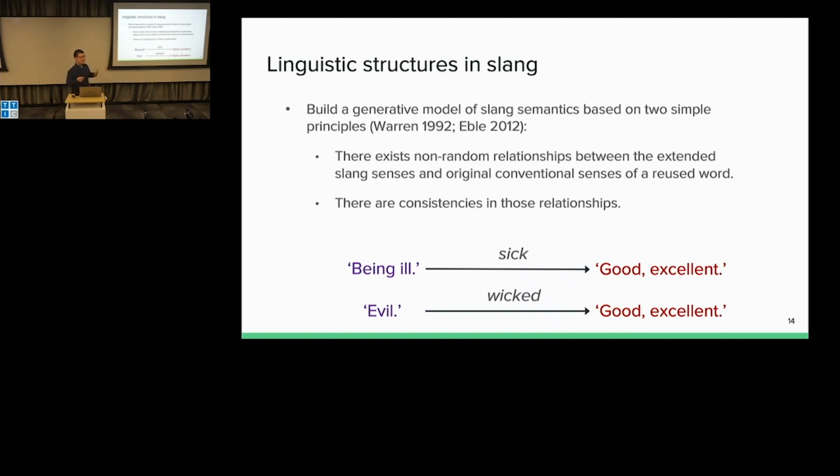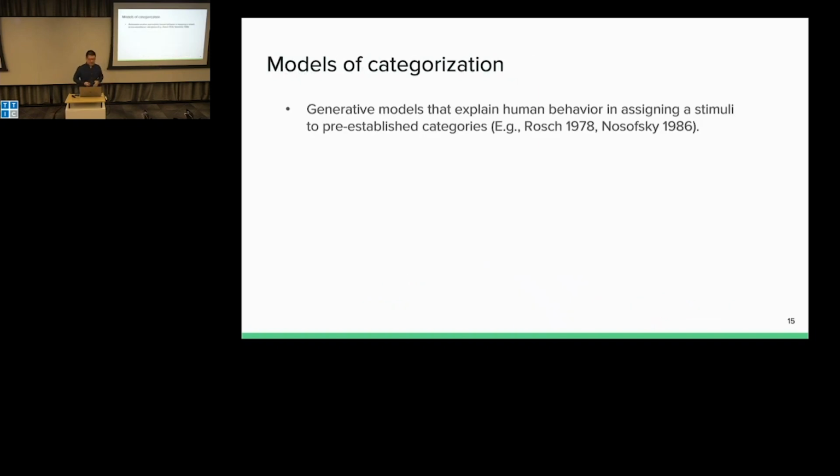Perhaps if you see something similar in the future, this will likely be the kind of patterns that will be applied. And this is the kind of thing that we try to learn from dictionary data. To show you how the first principle can be applied, where we argue there's a non-random relationship between the two senses, I'll briefly introduce categorization models, which are generative models from cognitive science that explain human behavior in how people assign different stimuli to pre-established categories in the human mind.